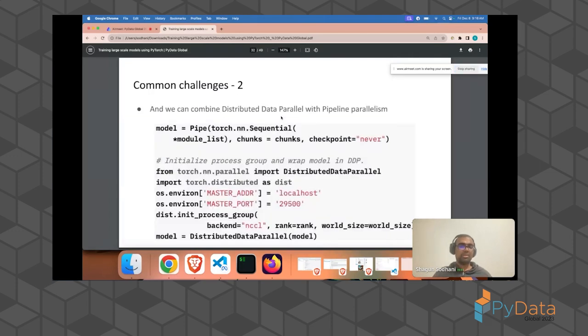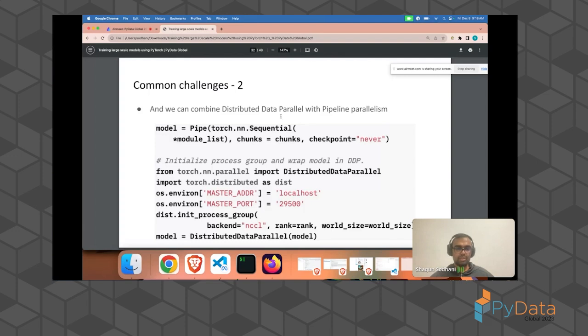Now, the good thing is if I have a model which I can finally load by dividing it across multiple machines, can I still increase the batch size with distributed data parallel? And it turns out yes. So you can do the exact same thing. First, make your model in a pipeline parallelism manner, make it so that it can load a decent batch size, and then you can increase that batch size by creating copies of this pipeline model.